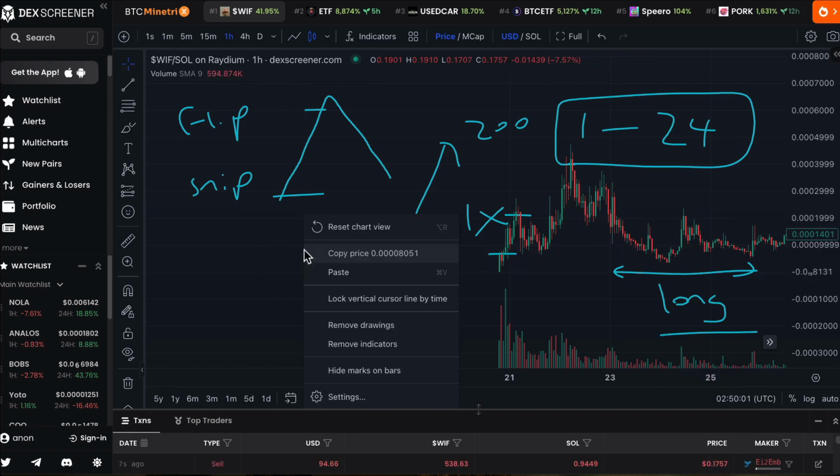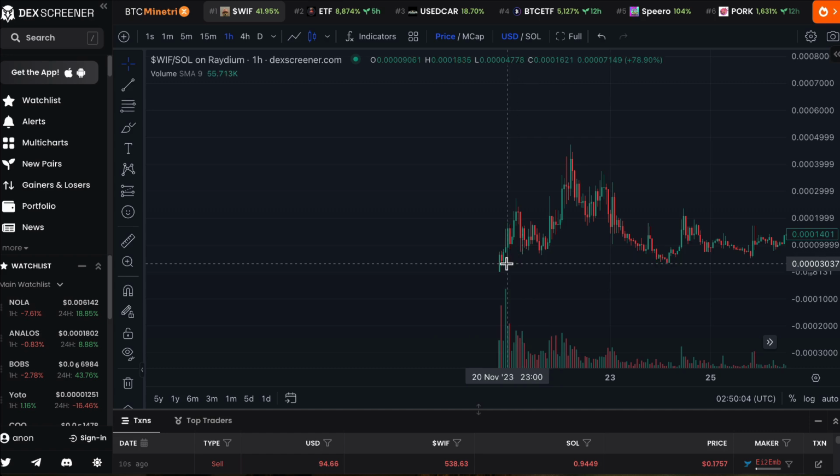So let's just remove these drawings. Next, these pumps initially with meme coins, they don't look like much on the chart. When I zoom out now, you'll see that you can barely see this move up.